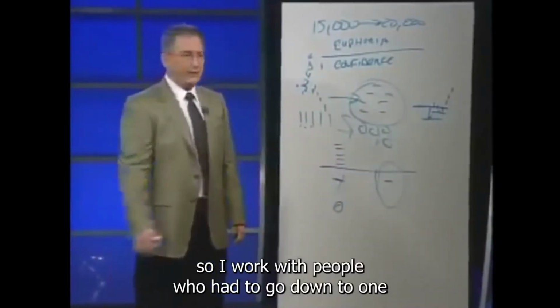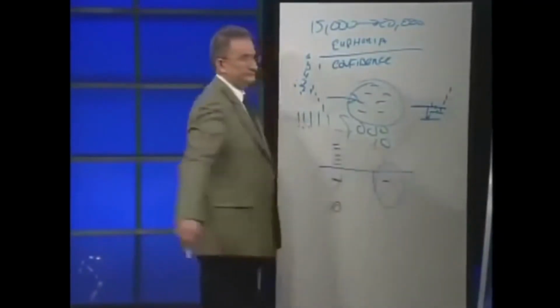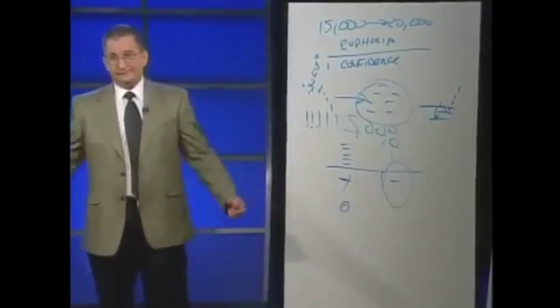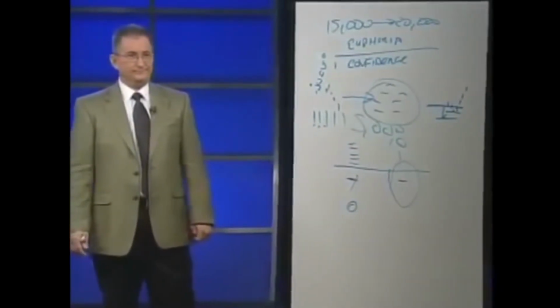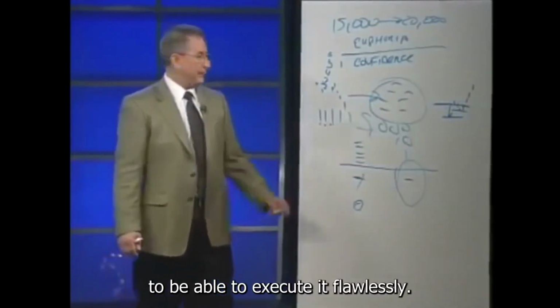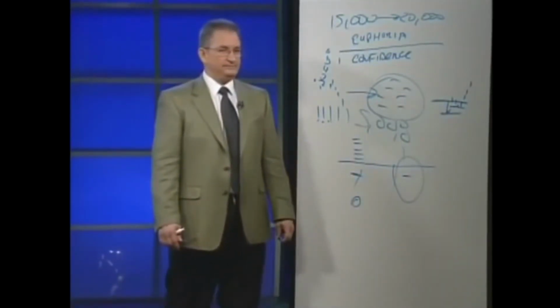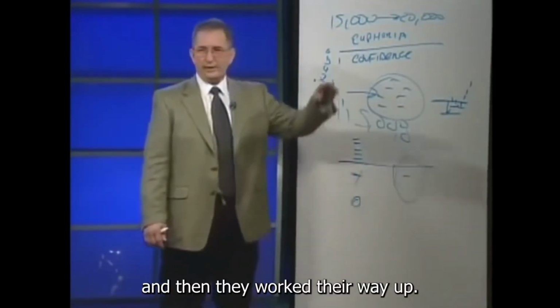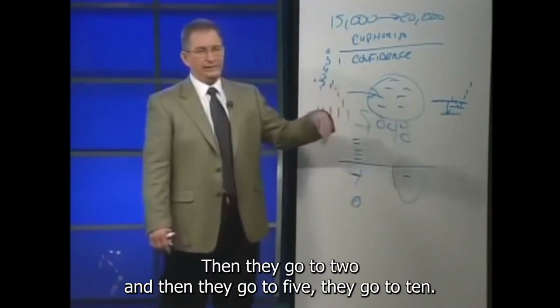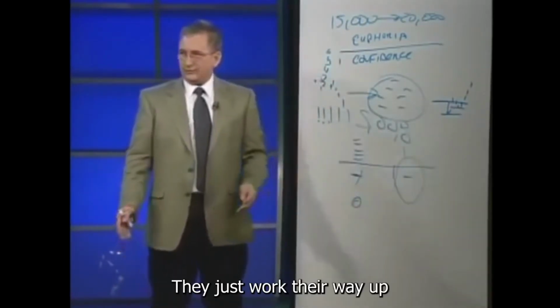So I work with people who had to go down to 1. To be able to execute it flawlessly, they had to go down to 1 share. And then they work their way up. They go to 2, and then 5, then 10. They just work their way up.